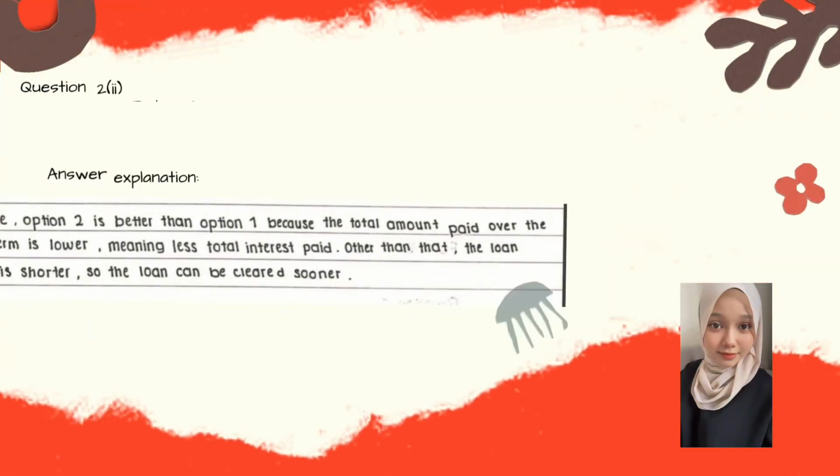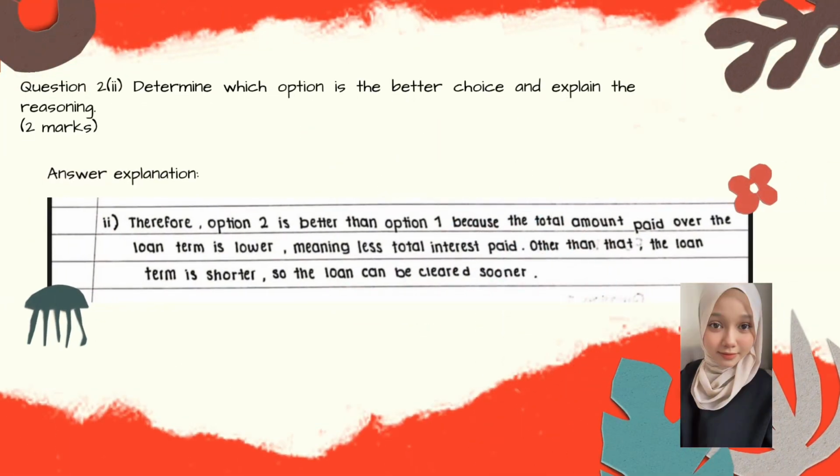For the last question, option 2 is better than option 1 because the total amount paid over the loan term is lower, meaning less total interest paid. Other than that, the loan term is shorter, so the loan can be cleared sooner.